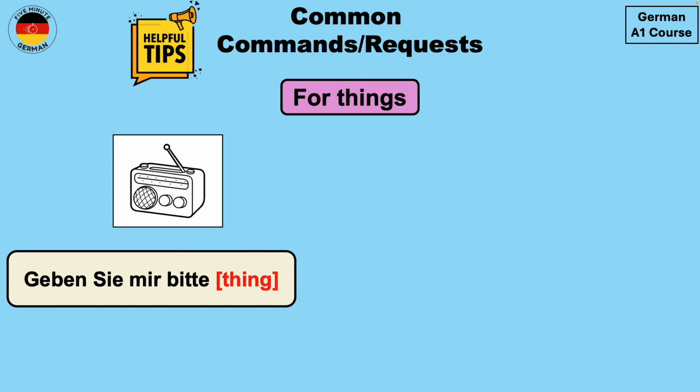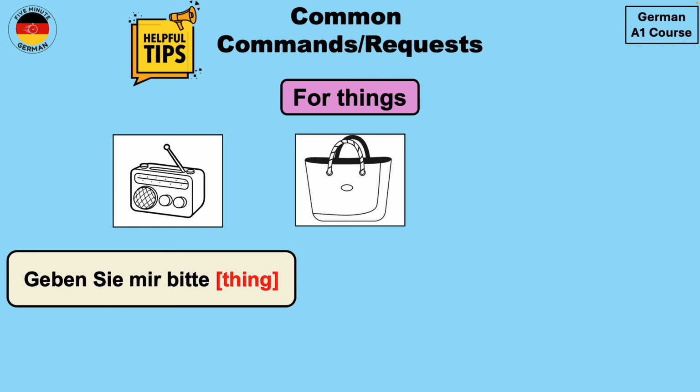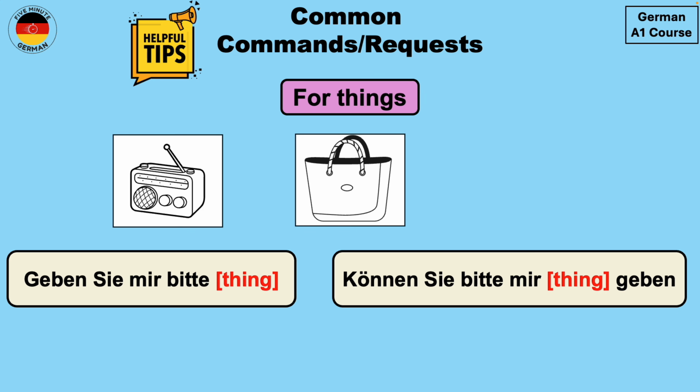For example, if you receive this image of a bag, then you can use the same request to say, Geben Sie mir bitte die Tasche. Give me the bag, please. Another way to make a request can be with modal verbs. So you can say, Können Sie bitte mir das Radio geben? Or Können Sie bitte mir die Tasche geben? Can you please give me the radio or the bag?